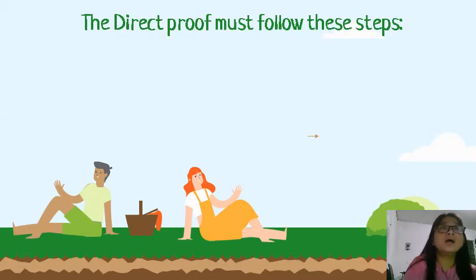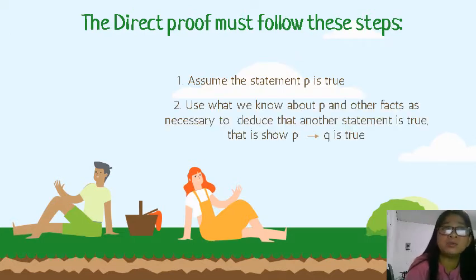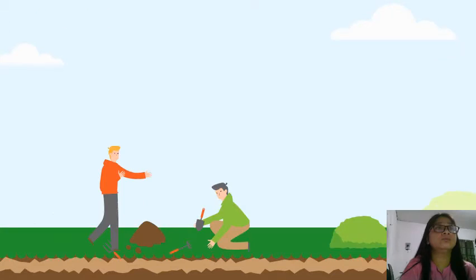So we have the following steps for direct proof. Number 1, assume that the statement P is true and use what we know about P and other facts as necessary to deduce that the other statement is true, that is, show P implies Q is true. So we have an example.